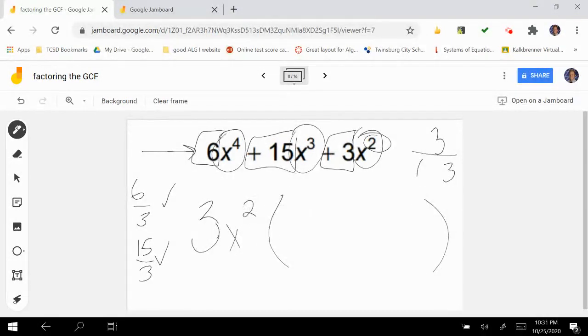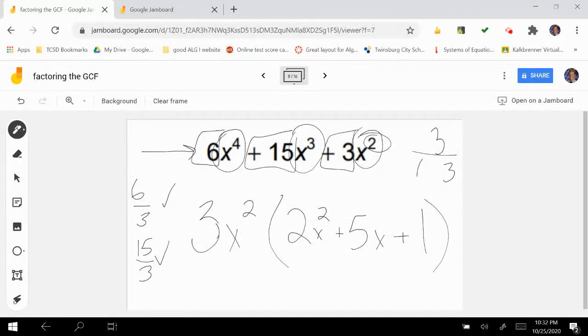What's left over? What's 6 divided by 3? 2. X to the 4th divided by x squared is x squared. 15 divided by 3 is positive 5. I'm taking away 2 of those x's, so I just have x. And then what's 3 divided by 3? 1. What's x squared divided by x squared? 1. What's 1 times 1?